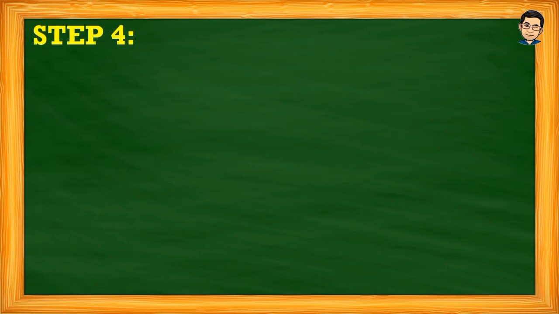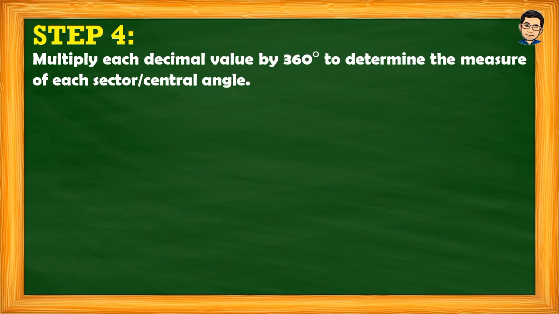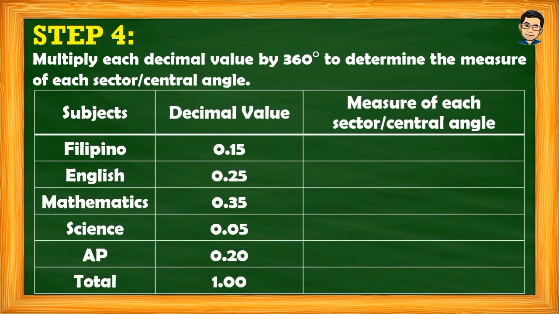So next step, number 4, multiply each decimal value by 360 degrees to determine the measure of each sector or central angle. So for example, Filipino. Yung decimal value niya is 0.15. So yung 0.15 na yon, i-multiply lang po natin sa 360 degrees. And then kapag minultiply natin yon, makukuha po natin is 54 degrees. Ibig sabihin, yung central angle na nagko-correspond dun sa subject na Pilipino ay may measure na 54 degrees.